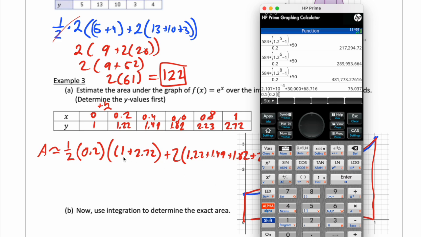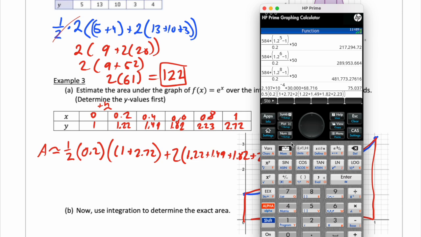So actually, I don't need the brackets there, really. 1 plus 2.72 plus 2 bracket, and type in all these numbers. 1.22 plus 1.49, 1.82, 2.23. Okay, it looks good.